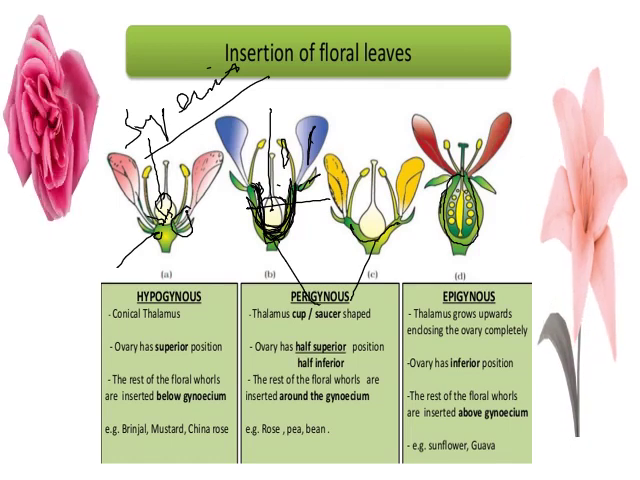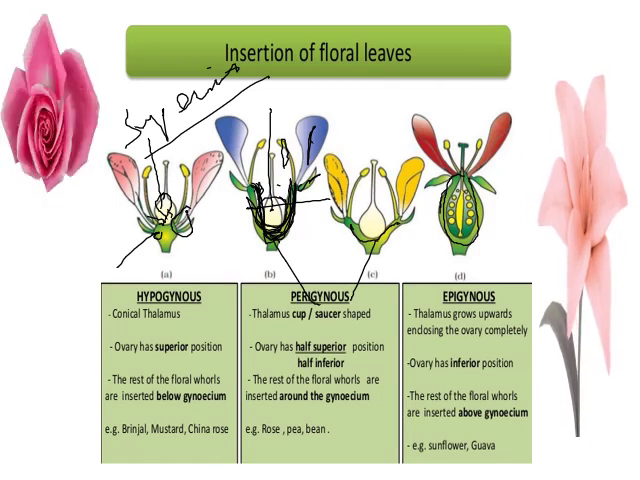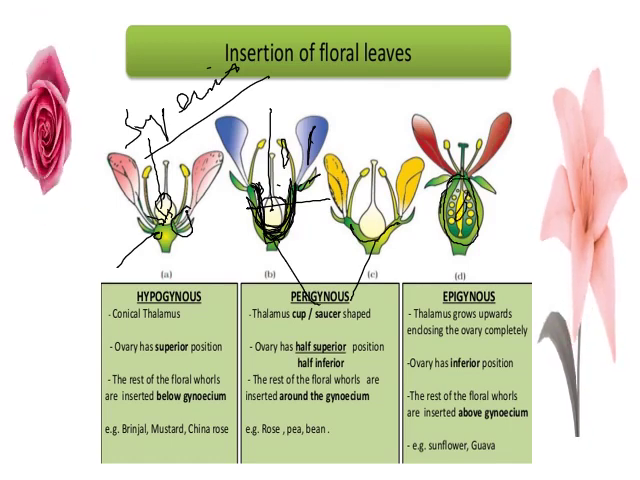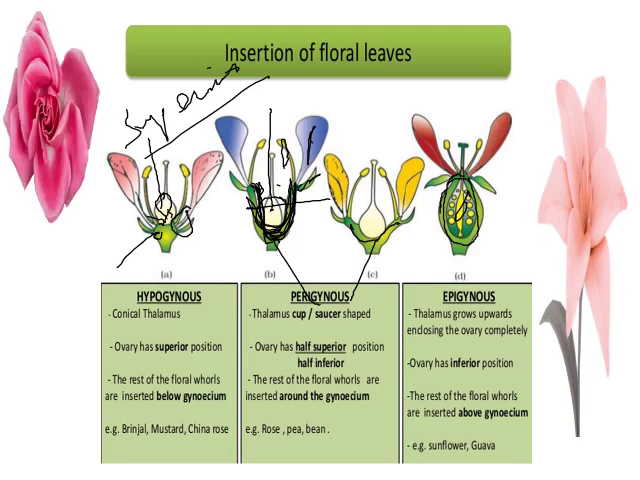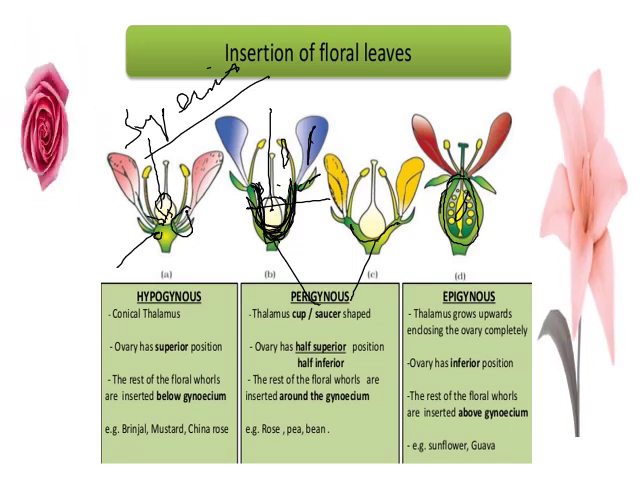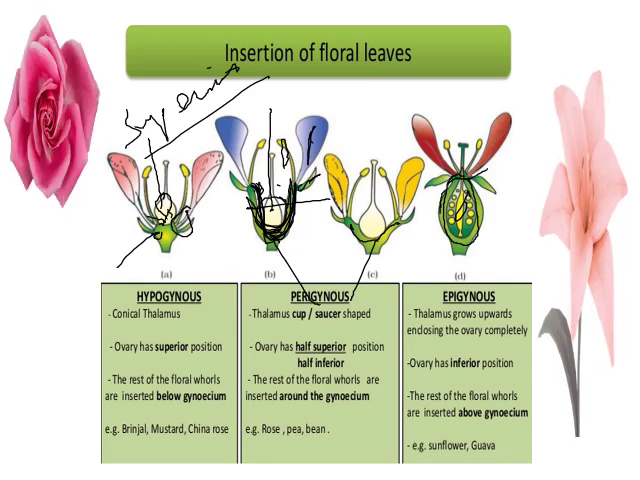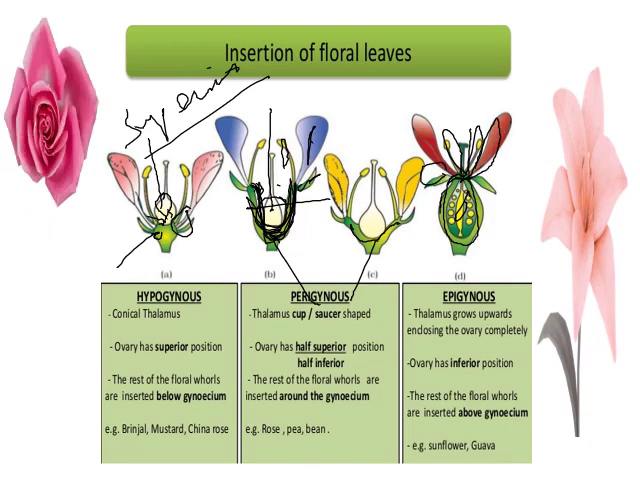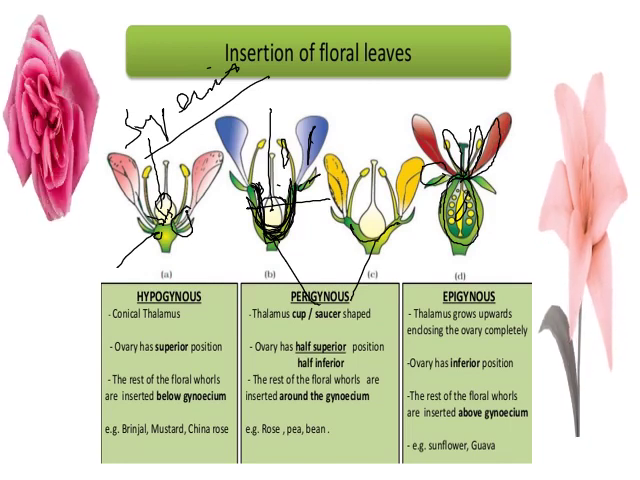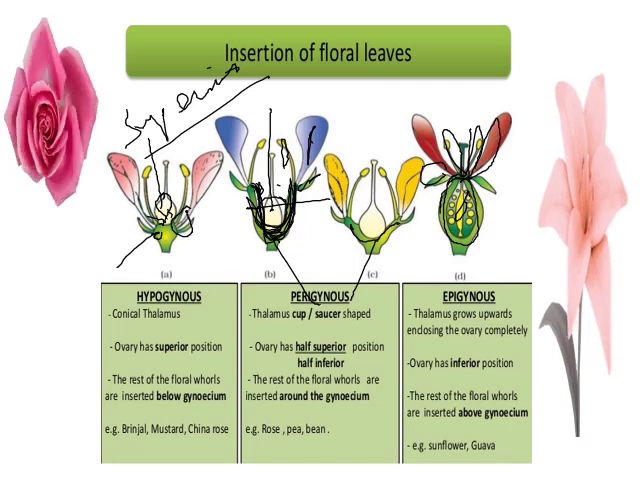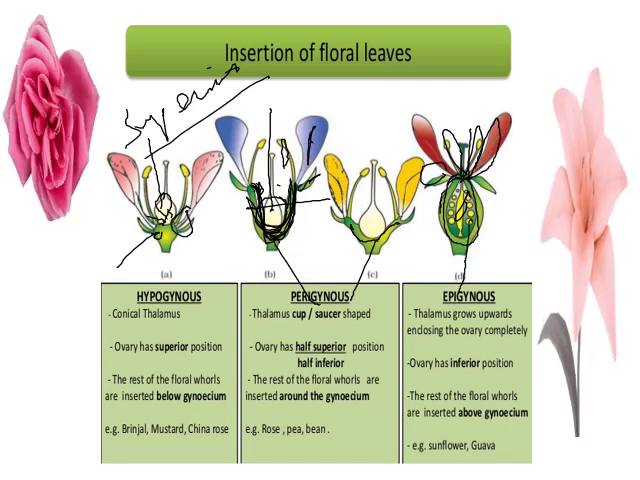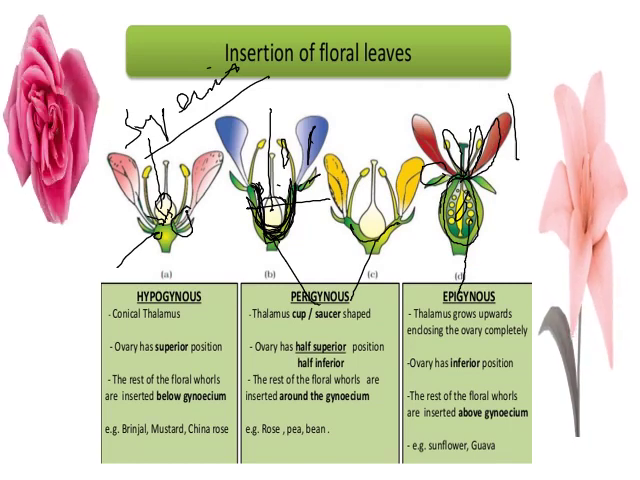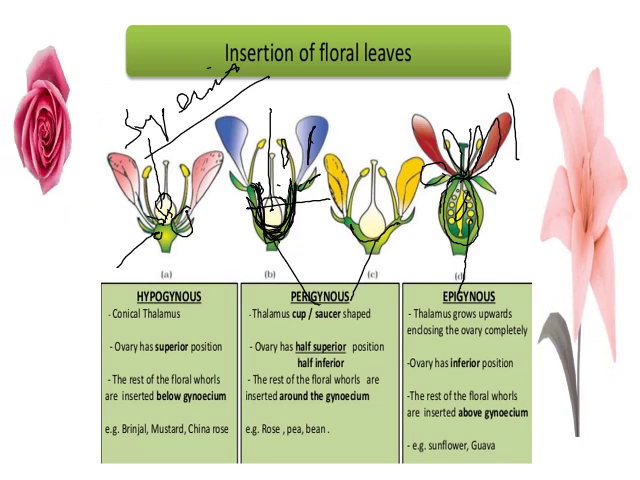The next is epigynous. In this case the thalamus grows upward and surrounds the ovary. So this is the ovary that is surrounded by the thalamus. It fuses with the ovary. Therefore the sepals, petals and stamens are inserted at the top of the thalamus or top of the ovary. Now the gynoecium in this case is inferior, but all other parts are superior. The example of epigynous is apple or pear.